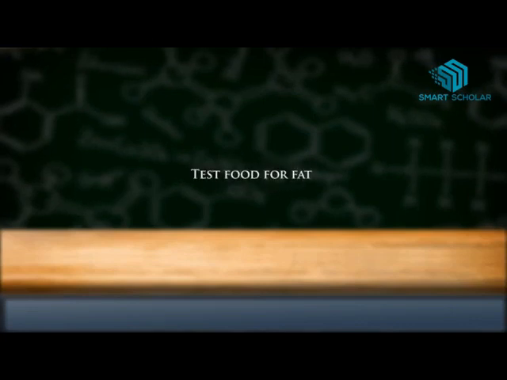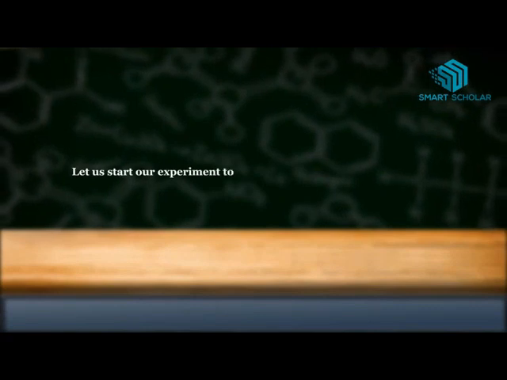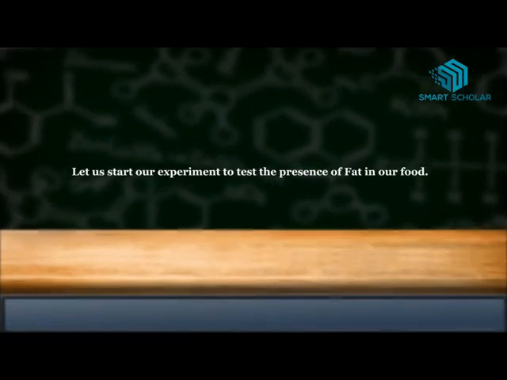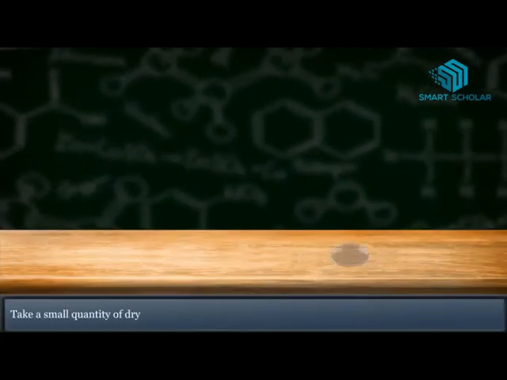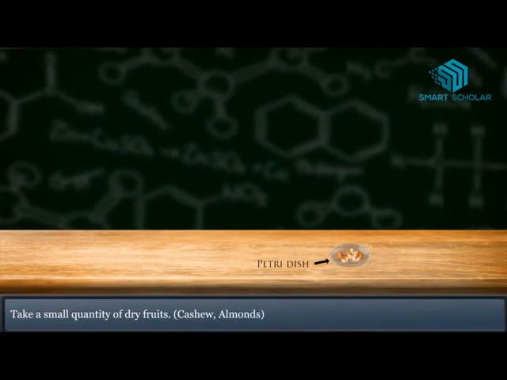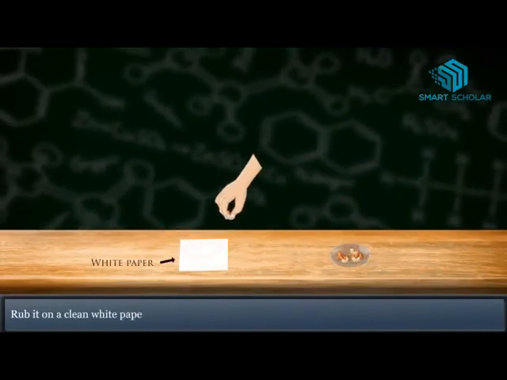Test food for fat. Let us start our experiment to test the presence of fat in food. Take a small quantity of dry fruits, such as cashew nuts or almonds, in a petri dish. Rub it on a clean white paper.